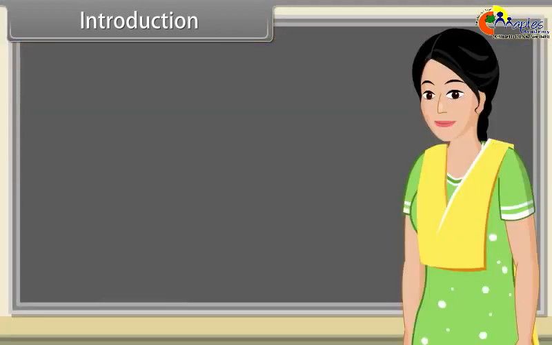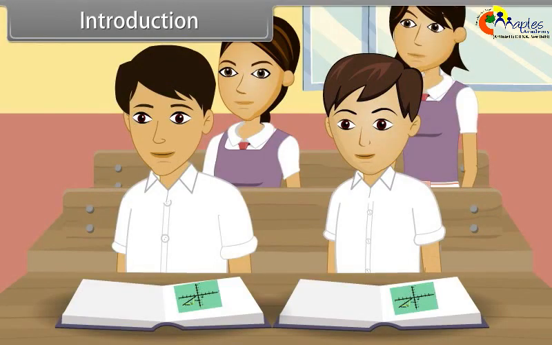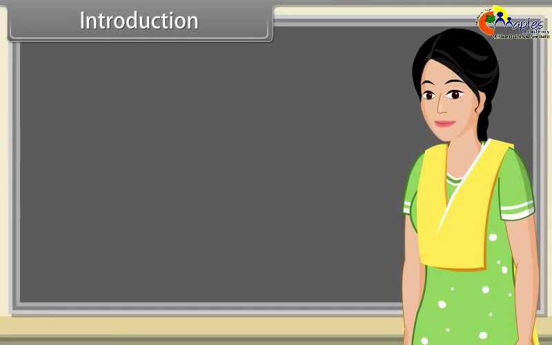right. A slope of a line represented by letter m is expressed as up or down movement divided by the right or left movement. Teacher, can you please explain to us the slope of the line? Yes. Come, I will tell you about the straight lines and the slope of the line.